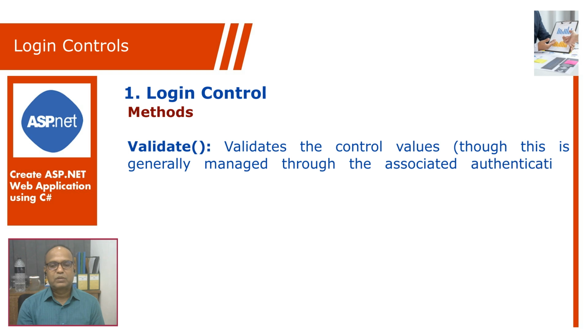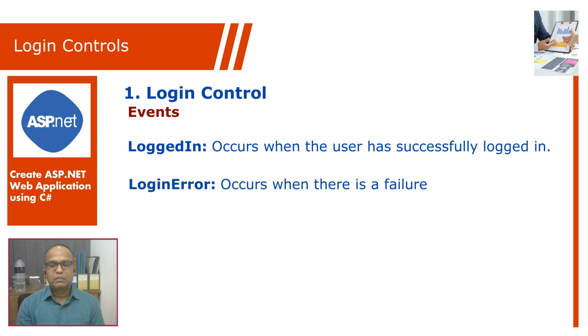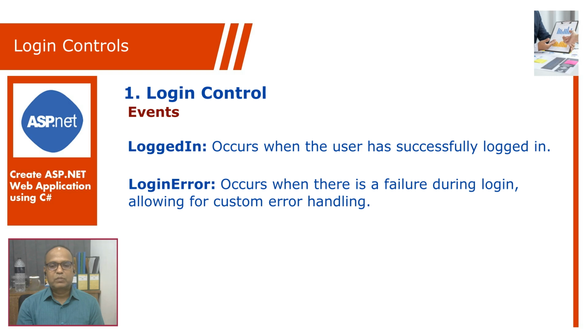Methods. Validates the control values, though this is generally managed through the associated authentication provider. Events. Logged in. Occurs when the user has successfully logged in. Login error. Occurs when there is a failure during login, allowing for custom error handling.